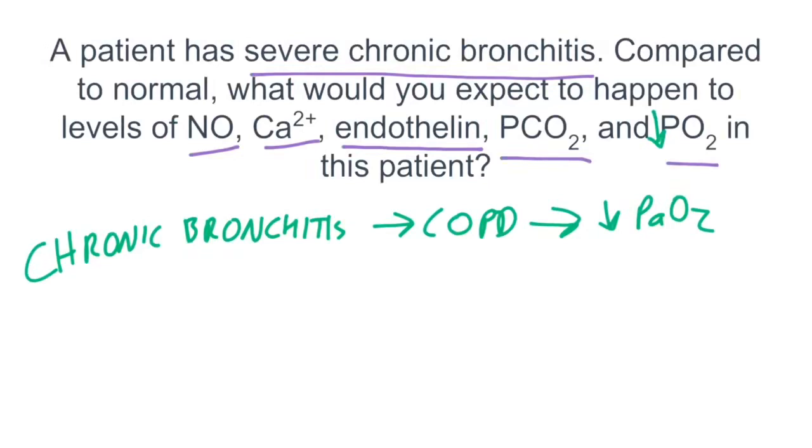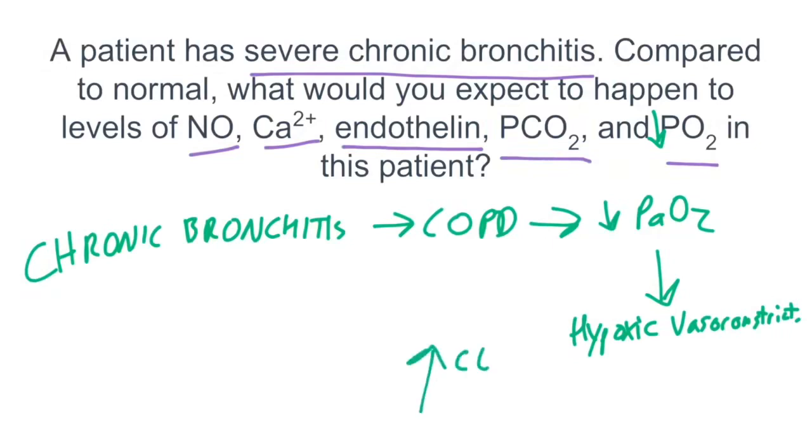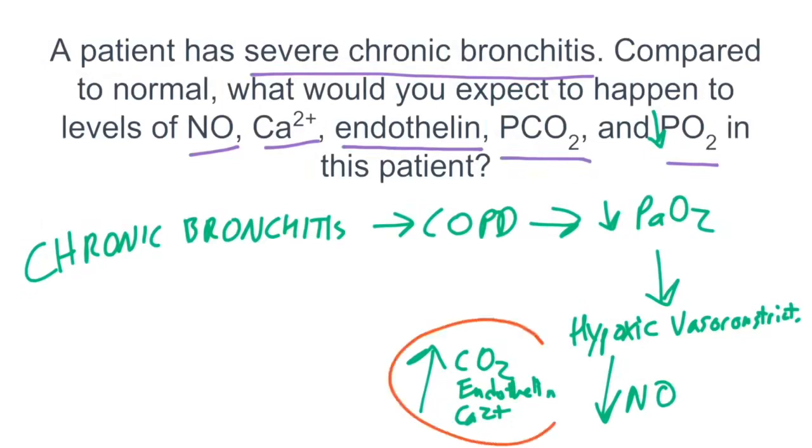They're going to have decreased partial pressure of oxygen, and during states of hypoxemia, there will be hypoxic vasoconstriction. So we would expect an increase in the levels of vasoconstrictors. So we'll expect increased CO2, endothelin, and calcium. And we would expect a decrease in nitric oxide, because clearly the constrictors are dominating in this state of hypoxic vasoconstriction.